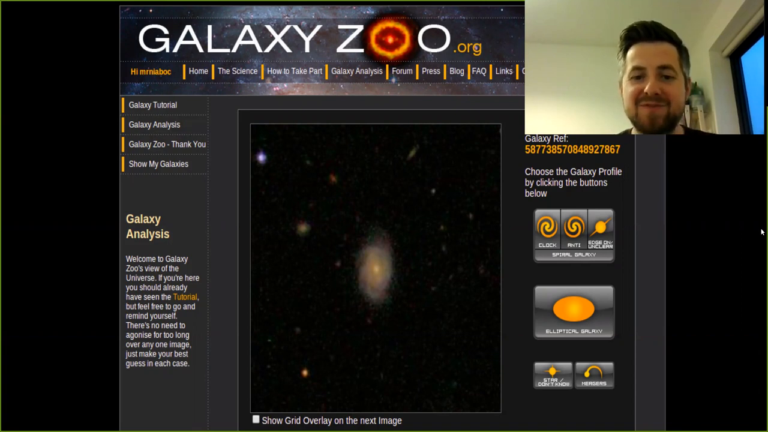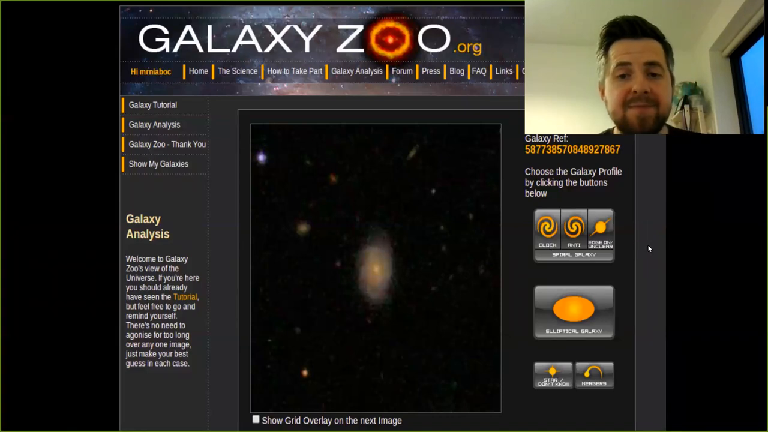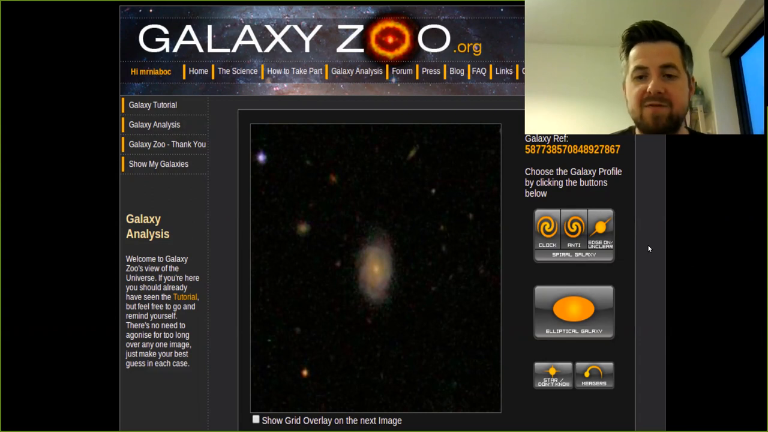It was built by a bunch of astronomers in 2007. It doesn't look very modern, but it was pretty simple. The idea is that they would show a galaxy image in the center here, and on the right hand side there were a bunch of buttons that people could click based on the galaxy shape that they were seeing. So the first options were all for if it was a spiral galaxy, and they were asked kind of in which direction are the spiral arms moving, so for some extra information.